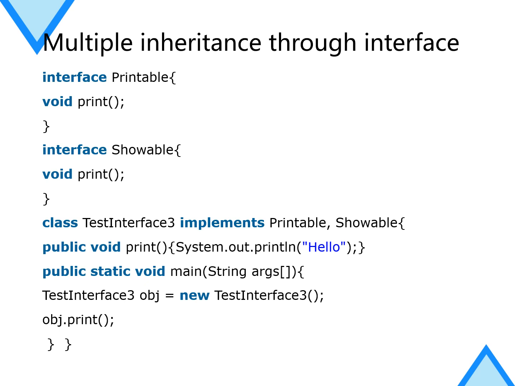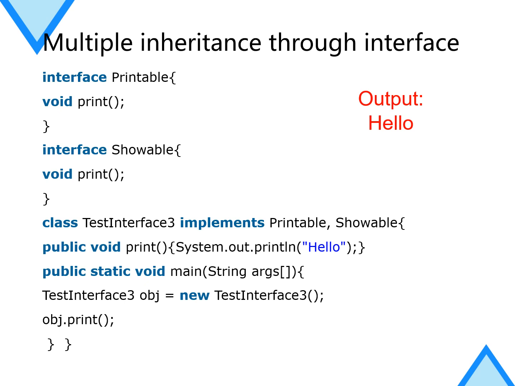We have another method print. In this class TestInterface3 we implement the print method, which is part of the Printable interface as well as part of the Showable interface. Now we have the main method, and we create an object of TestInterface3 and call the method. So we will receive hello. This is a simple example of multiple inheritance through interface.